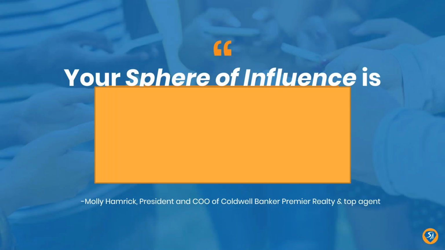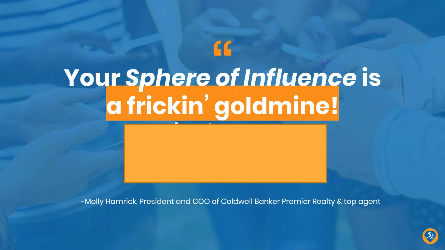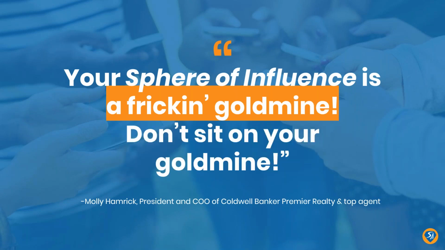Okay, so some of the folks at Smarter Agent were at an Inman conference last year, and the woman on the bottom of the screen spoke about sphere of influence, which is pretty much everything we do revolves around sphere of influence. And she said, it's a gold mine. And she also said that if you had a literal gold mine in your backyard, you wouldn't sit on it. What would you do? You'd be out there mining it, right? So same thing with our sphere of influence.